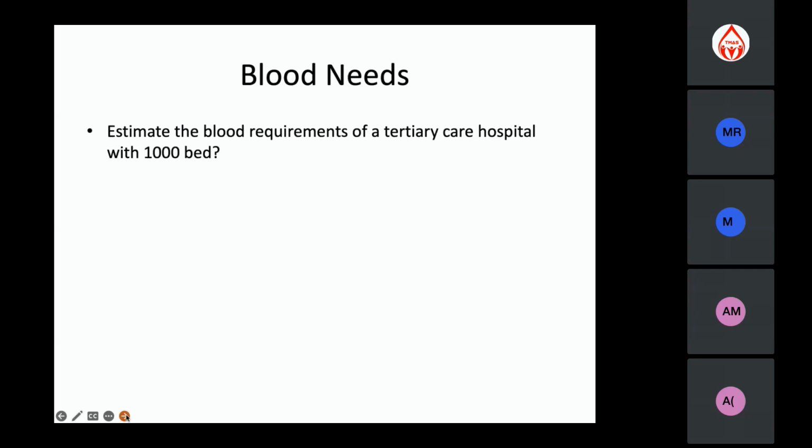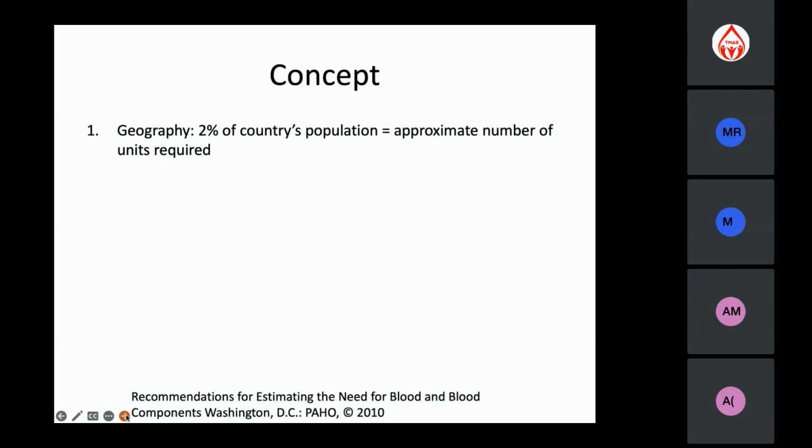The common question asked is estimating the blood requirements of a tertiary care hospital. In this case, it is a 1,000-bedded unit. There are multiple tools to estimate the blood needs of a center. The first commonly used one is geography, which helps in estimating the blood requirements for a country. For example, 2% of the country's population is the requirement of blood transfusion annually.